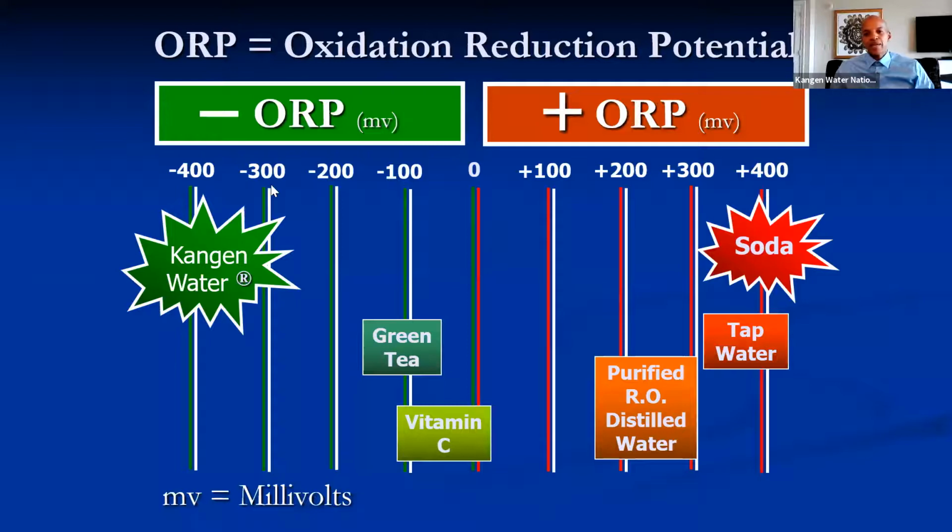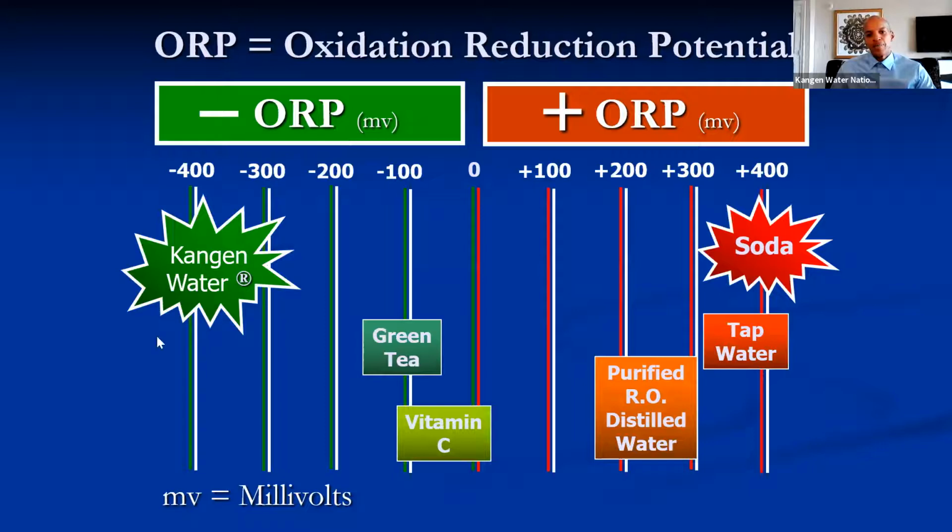On the opposite side of the spectrum, we do see soda, with they mean carbonated beverages like Coca-Cola and Sprite, whatever, as a positive number, 400. That means it's very toxic and very oxidizing. Your body cannot remove toxicity well when this type of substance is in the body. That includes tap water, which has chlorine and other chemical substances. That includes some of the bottled waters, including reverse osmosis and distilled.